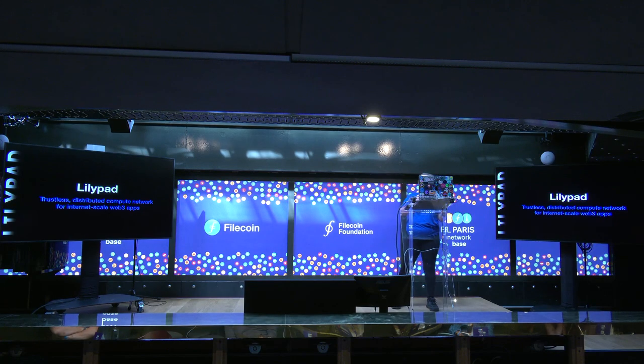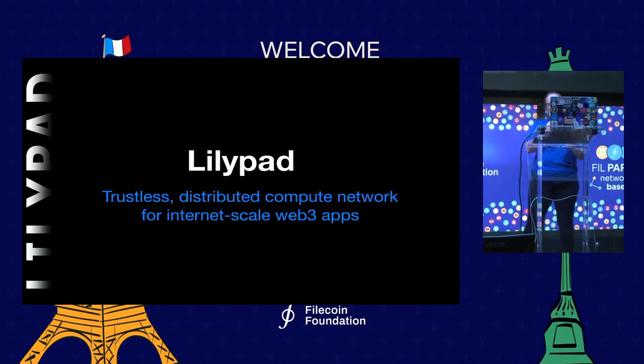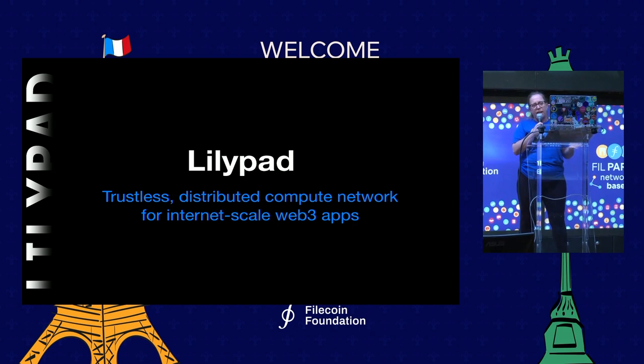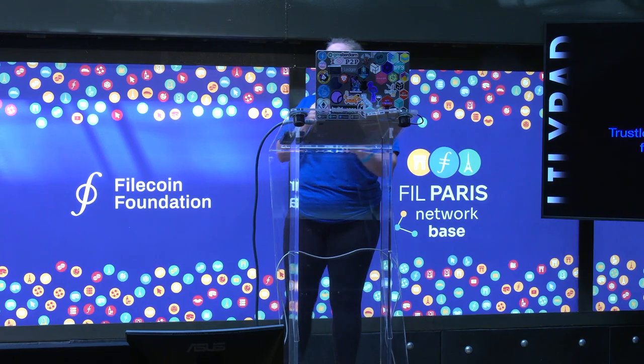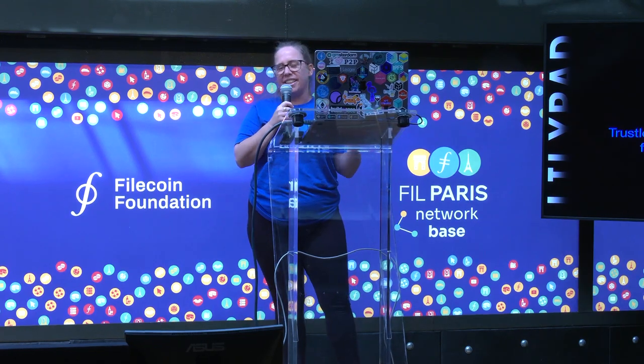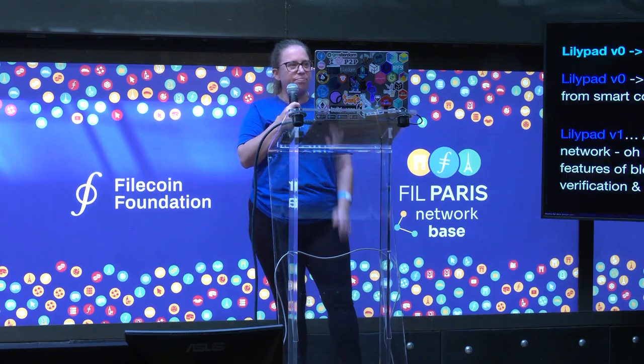So if Bacalhau already does peer-to-peer distributed compute, what is Lilypad? Well, Lilypad leverages the power of Bacalhau and combines it with on-chain guarantees and crypto-economic incentive models. So much like Filecoin is to IPFS, Lilypad is to Bacalhau, as a simple analogy. It's not quite true, but pretty close. So it's bringing incentives and guarantees to the network.